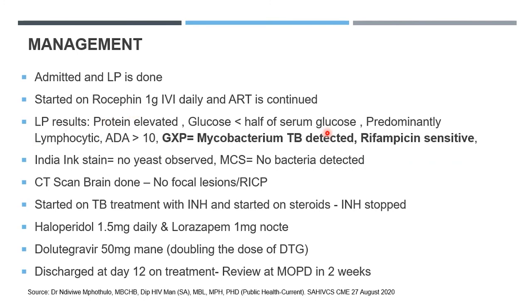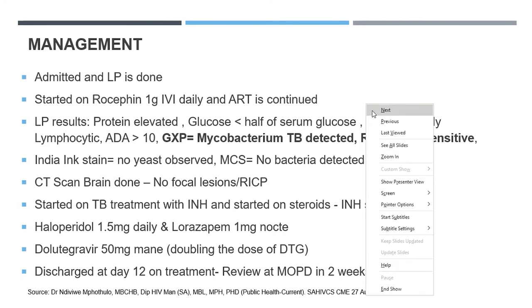At that time his GeneXpert revealed Mycobacterium tuberculosis was detected, and he had rifampicin-sensitive TB. He did not have any cryptococcal meningitis, and he had his INH stopped and was subsequently moved onto TB treatment with INH and started on steroids.